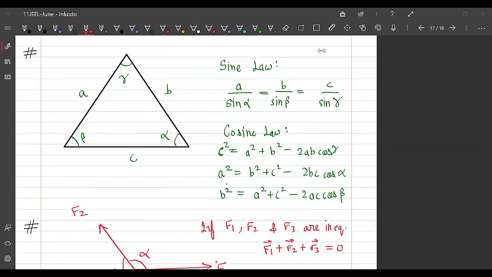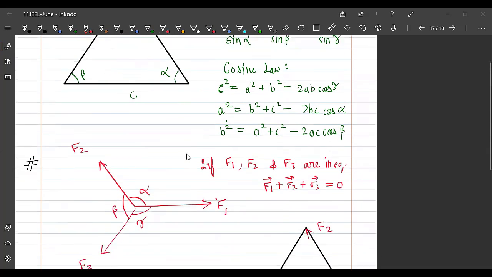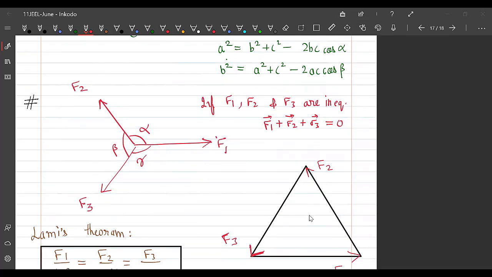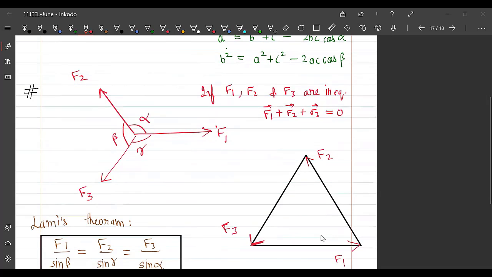And we have used this to find out unknown forces when there are three forces. Whenever there are three forces F1, F2 and F3 and they are in equilibrium, equilibrium means what will happen? If they are in equilibrium, then these three forces we can make a triangle, F1, F2 and F3. So let us say the angle between F1 and F2 is alpha, the angle between F1 and F3 is gamma, and the angle between F2 and F3 is beta.